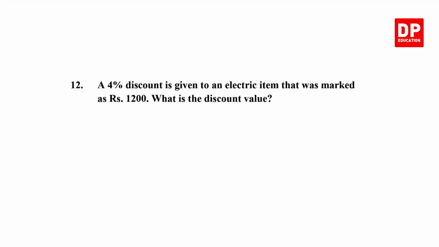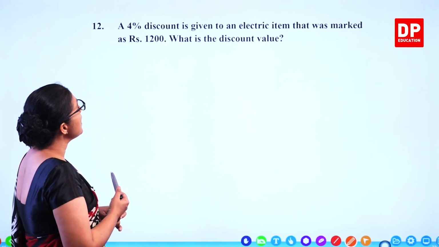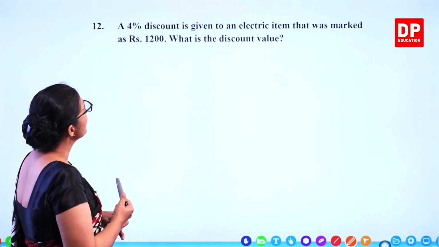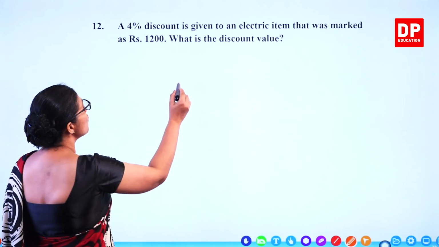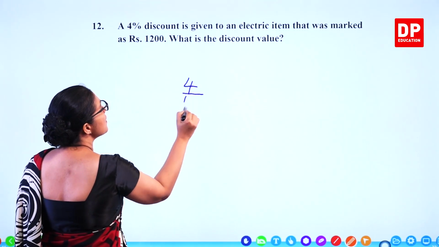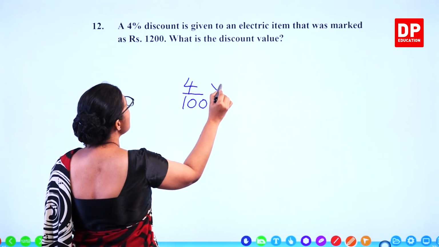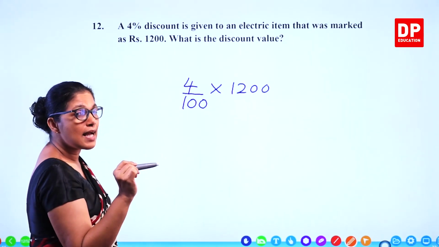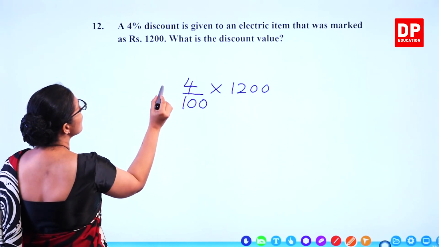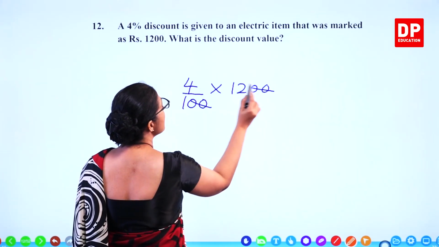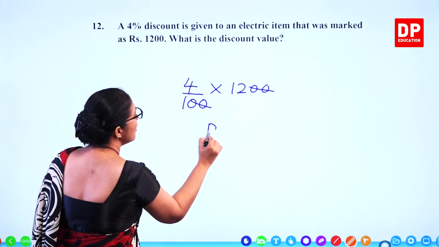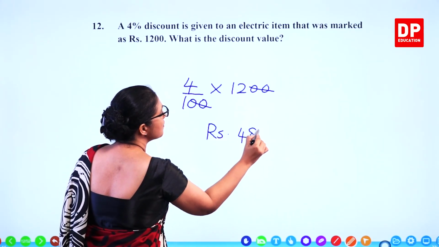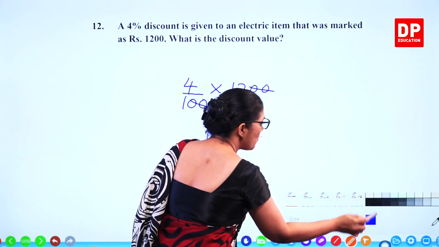Question number 12. A 4% discount is given to an electric item that was marked 1200 rupees. What is the discount value? So 4% of that value. So 4%, that means 4 over 100 into 1200. You need to only calculate the discount value. So what's the value? 2 zeros get cancelled out. 4 times 12. 48 rupees. So 2 marks for that.